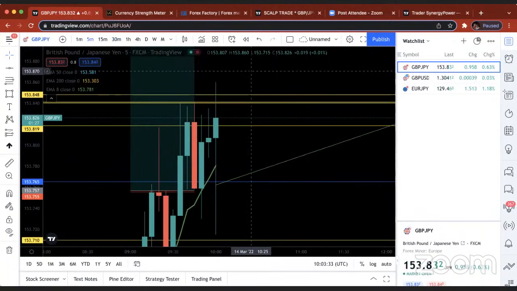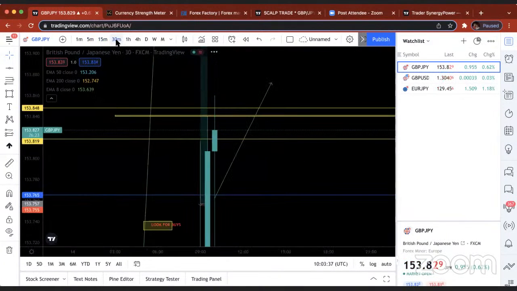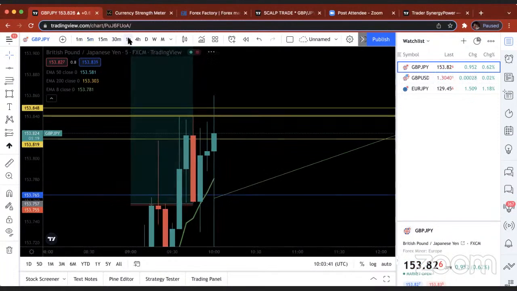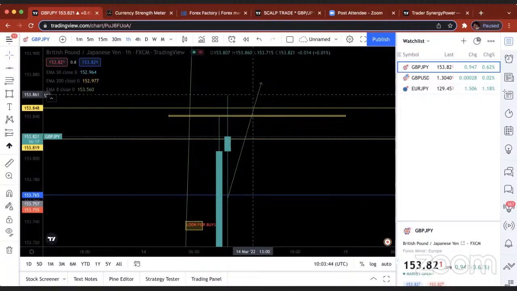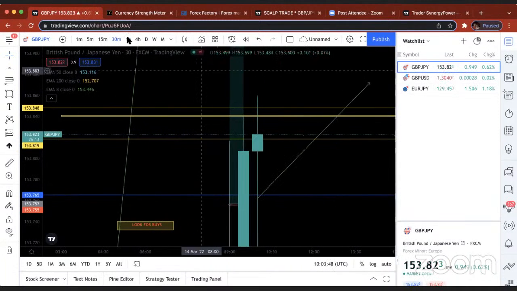Five-minute looks ugly. Wicks everywhere. I don't look at the 5-minute. Wicks everywhere. I don't know, man. GJ's acting crazy right now. This is where people get faked out and run into a bull trap.